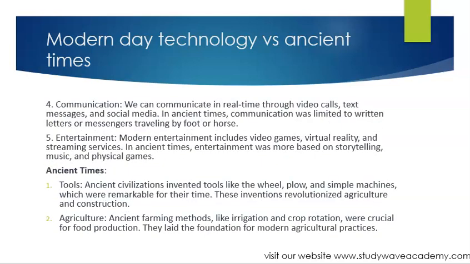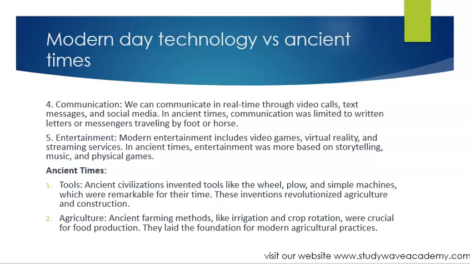Communication. We can communicate in real time through video calls, text messages, and social media. In ancient times, communication was limited to writing letters or messengers traveling by foot or horses. Entertainment. Modern entertainment includes video games, virtual reality, and streaming services. In ancient times, entertainment was based on storytelling, music, and physical games. So we're seeing the difference, right?